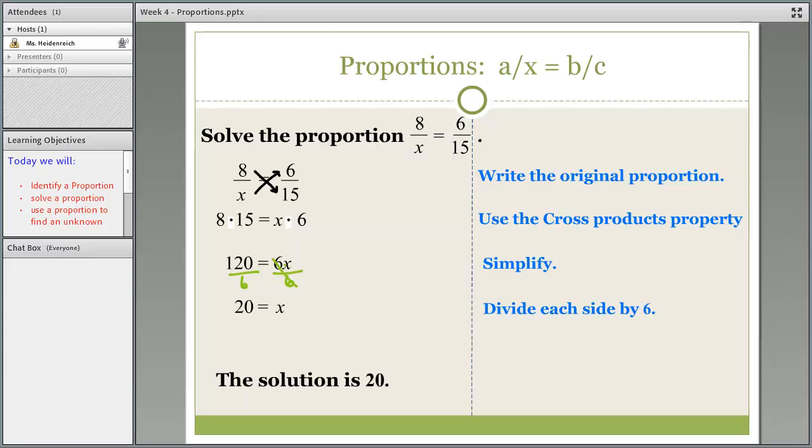Now, that might not be what you thought at the beginning. Some people look at the proportion and say, well, if I add 2 to this one, maybe I'll put it over here, then I would get 8. And so if I add 2 to this one, I would get 17. So x should be 17. But that's not what we got when we did our cross multiplying. And cross multiplication is the only way to go here.